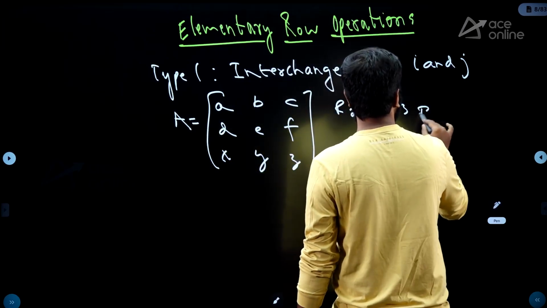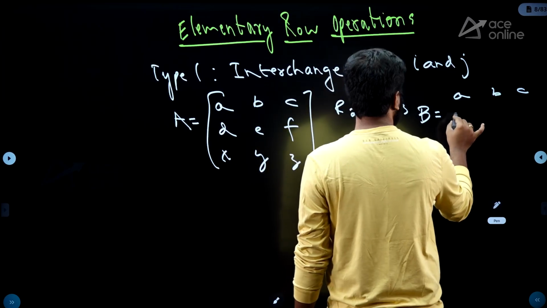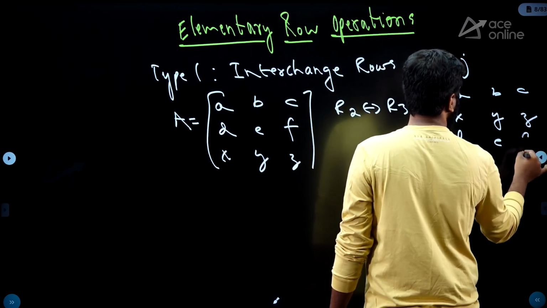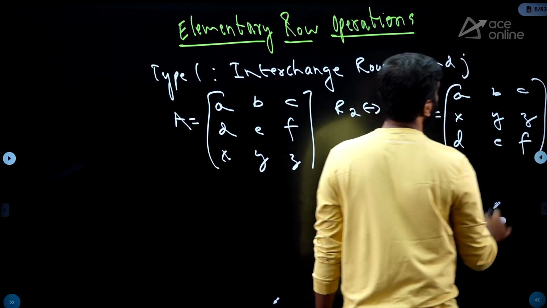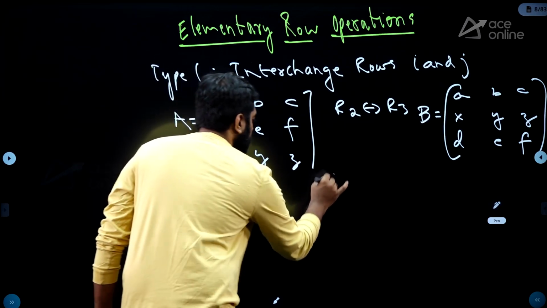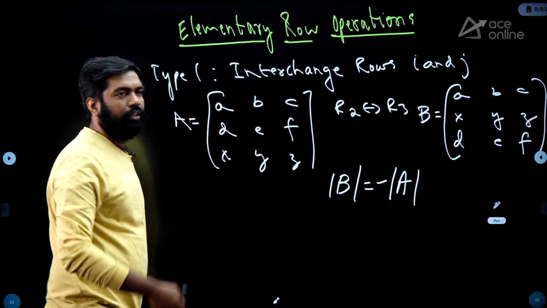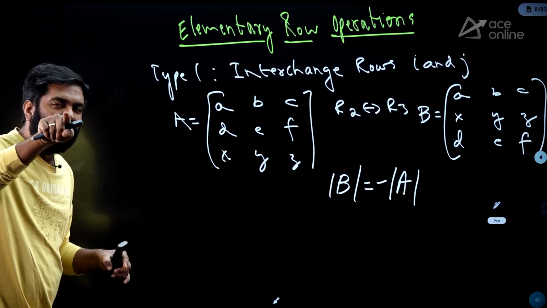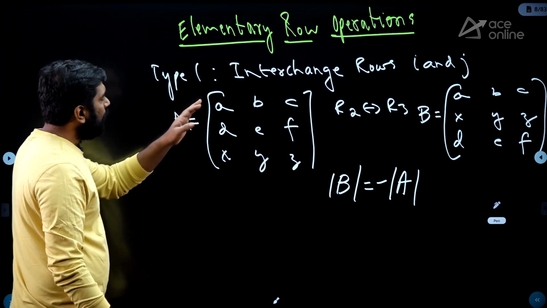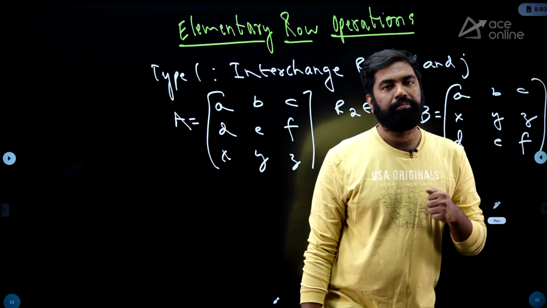With this you get a new matrix called B: a, b, c, then x, y, z, and then d, e, f. Do you know the relation between the determinant of A and the determinant of B? The determinant of B is minus the determinant of A. This question appeared in the 2024 computer science paper, but they did not use the words interchange rows. They used the word swapping.